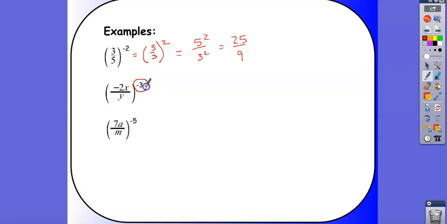If it's a negative 3, I'm going to flip them. I'm going to do my upstairs downstairs rule, but I'm going to make it a positive 3. Okay? All I did was flip them and make the 3 positive. Notice the negative 2 is still there. I didn't change that. Now that would be y cubed. Now watch this. This is the one that gets everybody. That 3 has to go on the negative 2 and on the x.